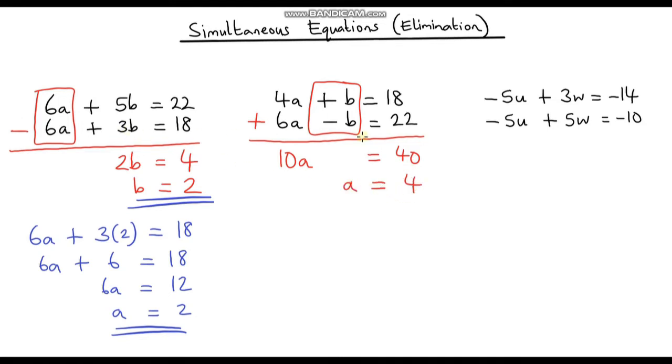So the difference between these two examples is because we had different signs, we added the equations together. Here we had the same sign, so we subtracted. Here we've got different signs, so we add. So let's just finish this one up.